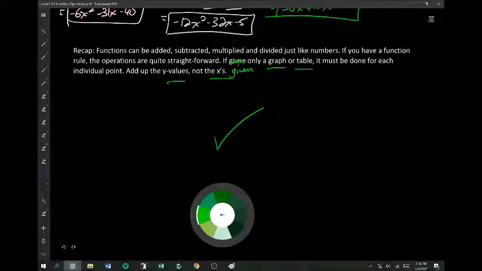Way to go. Big old green check. You should be proud. I know I am.